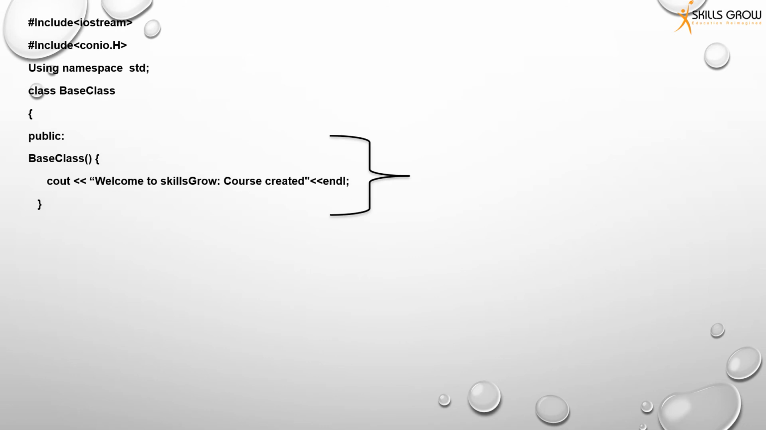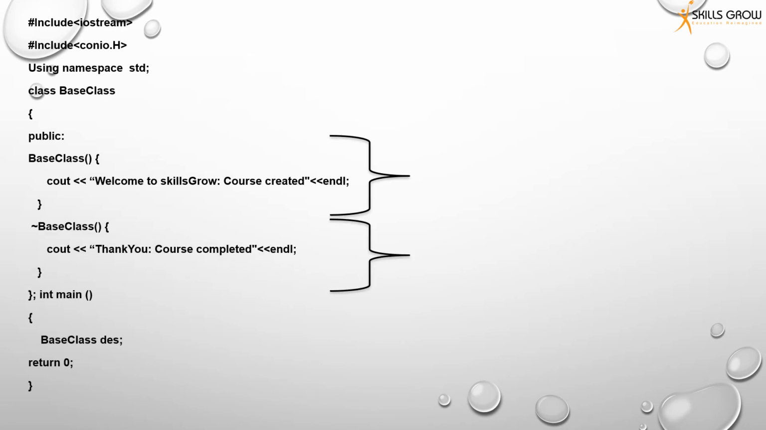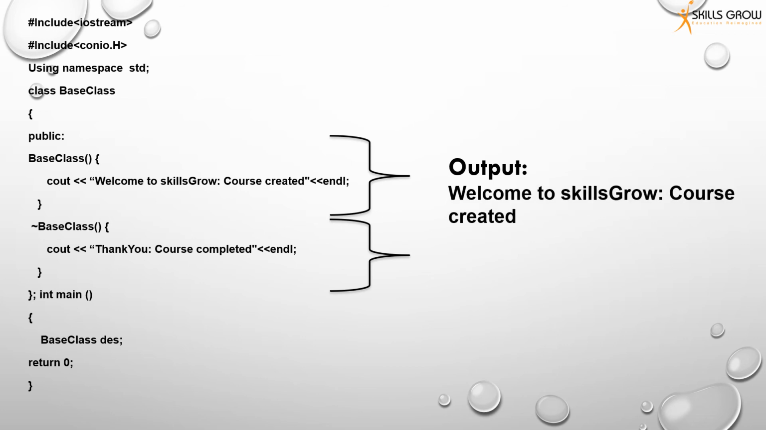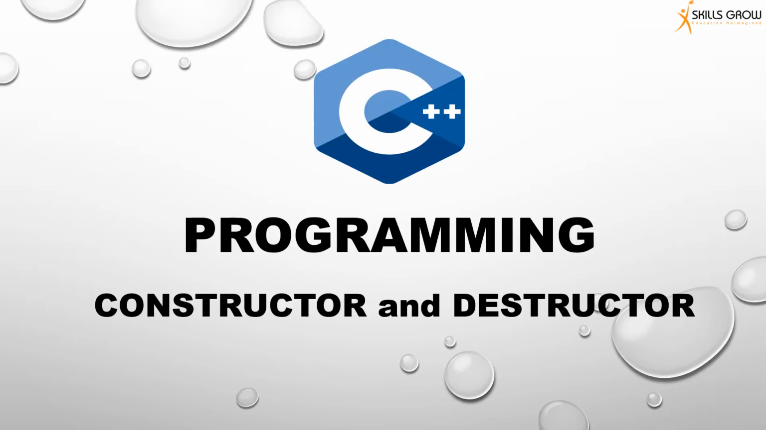Here, in this example program, we have declared the constructor and destructor, and we have given some text to print. When we create an object in the main function, the constructor is called first, saying welcome to skillsgrow, course created, and immediately the destructor is called saying thank you, course completed. This is all about the introduction to constructors and destructors in C++.